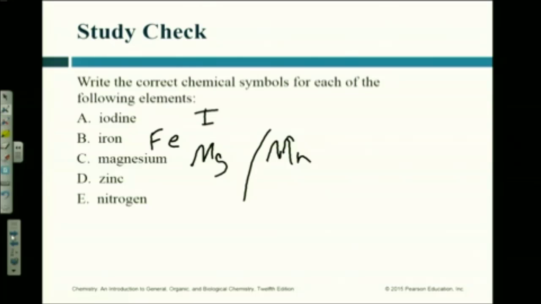Where do you find it at home? Milk of magnesia. You don't know what milk of magnesia is? It's like Pepto-Bismol. That's magnesium hydroxide. What's the symbol for zinc? Zn. And the symbol for nitrogen? N. It's the easy one, right?